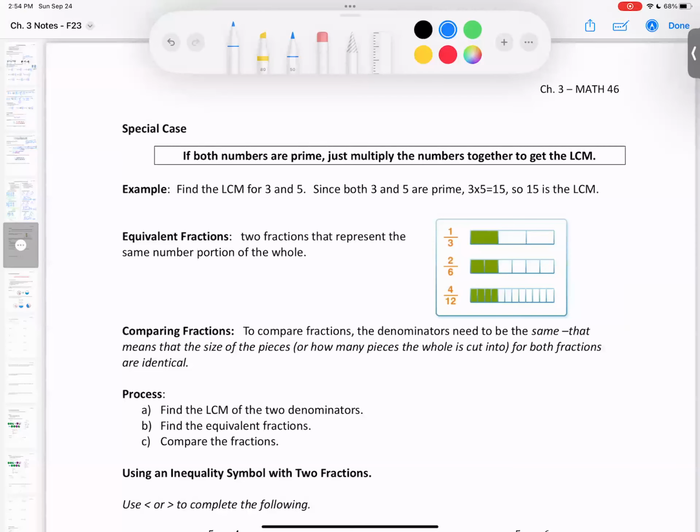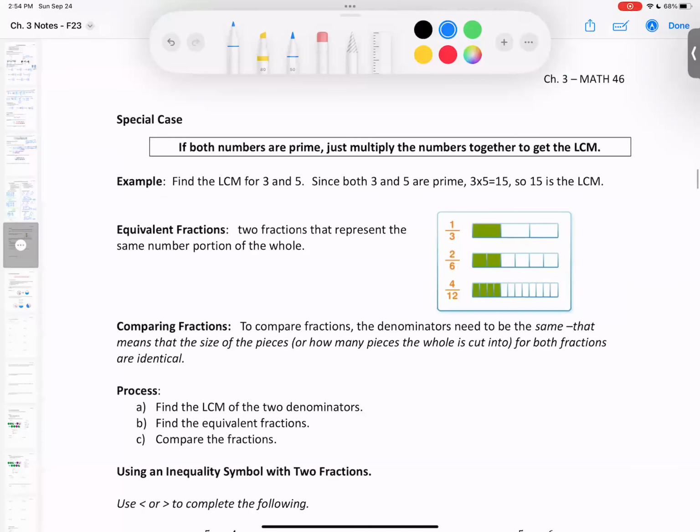All right, to finish off section 3.2, let's do one application of least common multiples. Just to point out one special case, if you find both your numbers are prime, you can multiply the numbers together to get the LCM, or least common multiple. For example, if you were asked to find the least common multiple of 3 and 5, since both of those are prime, you would use 3 times 5.